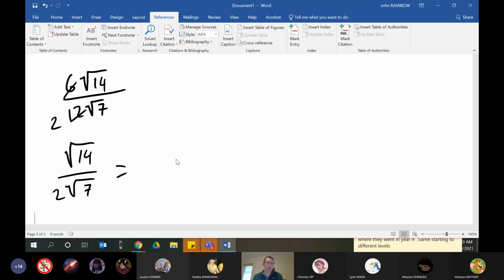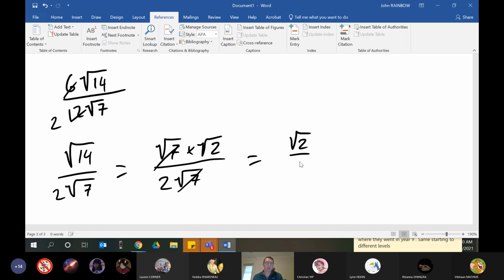And if you think about that, that is root 7 times root 2 on 2 root 7. The root 7s can cancel out, which leaves you with root 2 on 2. And I should have worked down the page, not across.